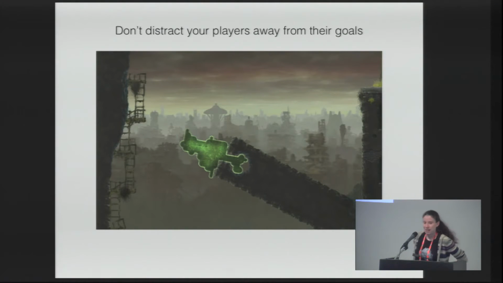Another important thing is not to distract your players away from their goal, which is another thing that seems really obvious. So we had this puzzle here, and we had no problems with it. Almost everybody got it right away. And if they didn't get it right away, they would immediately get it on the second time by failing. They would observe what would happen, and they would have this aha moment.